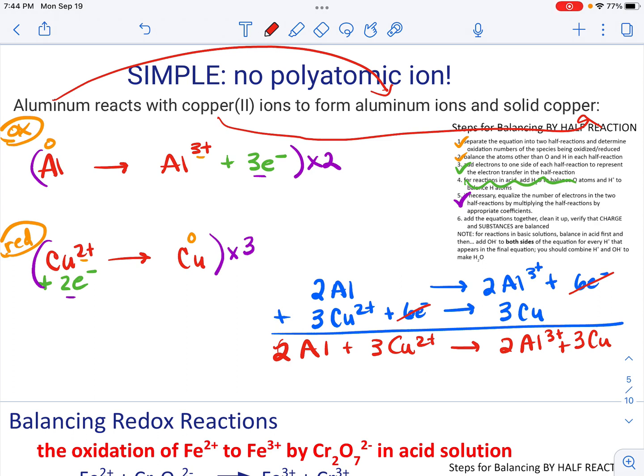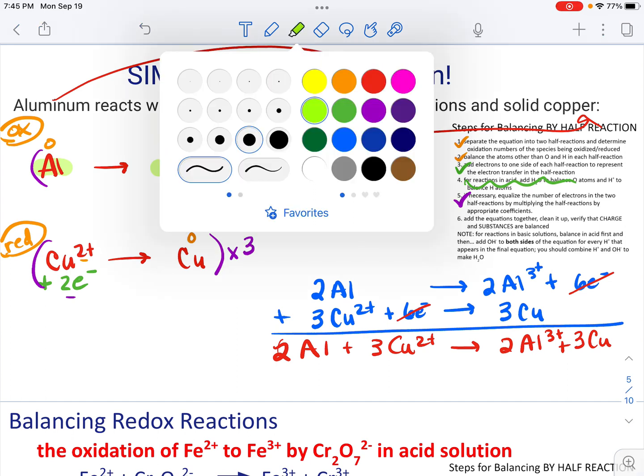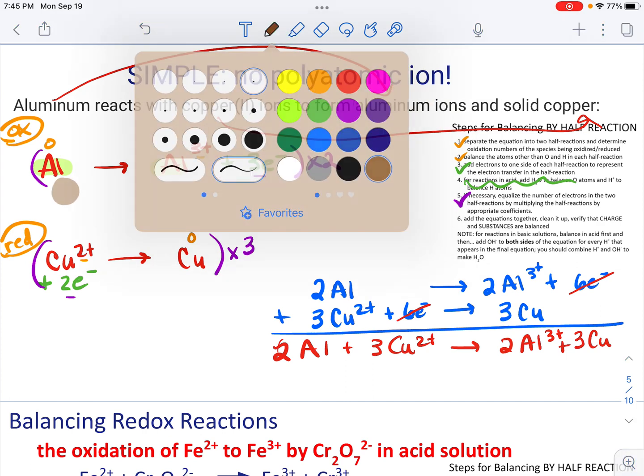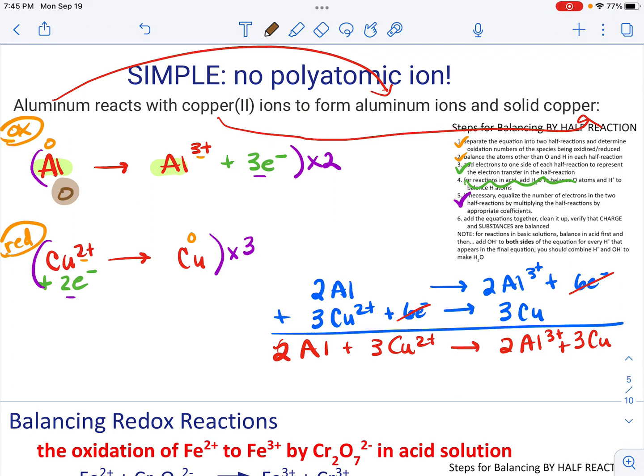So something that I didn't talk about is you can check your half reactions, and these were pretty simple, so I didn't check them, but you can check your half reactions for substance and charge before you even multiply them to make the electrons equal. So when you're looking at the aluminum half reaction, before we multiply it by 2, I see 1 aluminum on each side. And if I want to look at total charge, the left side is a charge of 0 because the aluminum is neutral. And the right side has a 3 plus and 3 negatives, so the right side is also 0. So the charge is equal.